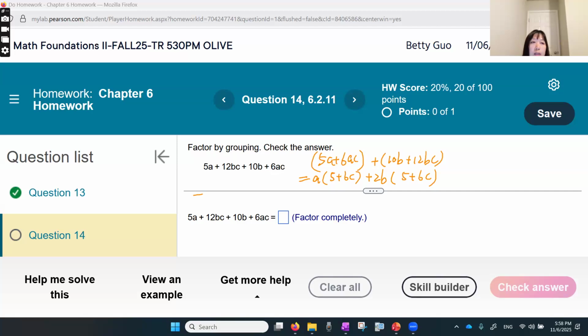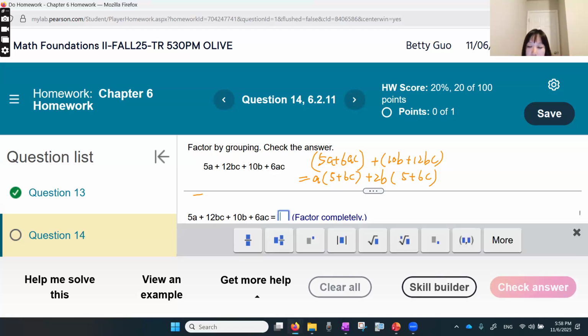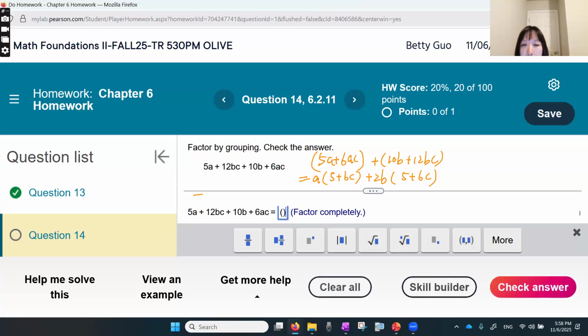I apologize, this one is a little bit challenging because you have to figure out a way to group them. They have a common binomial factor, 5 plus 6c. Then the leftover is a plus 2b. So it's a plus 2b. Agree, guys?